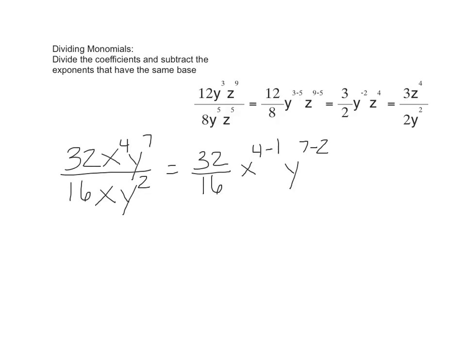So 32 divided by 16 is 2. So that would be 2x, 4 minus 1 is 3, to the power of 3. And then y, 7 minus 2 is 5. So y to the 5th power. And you're done.